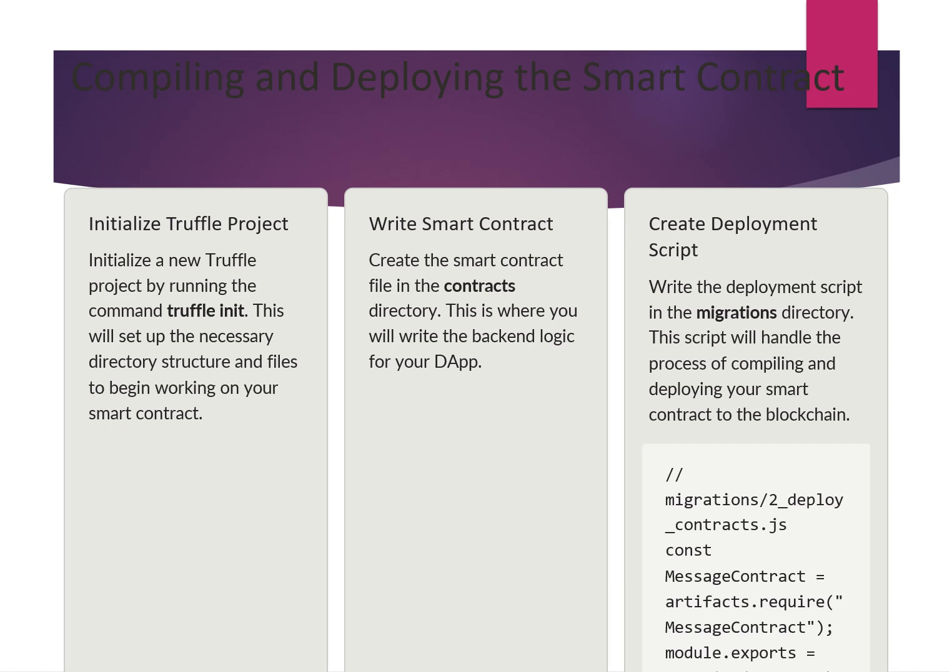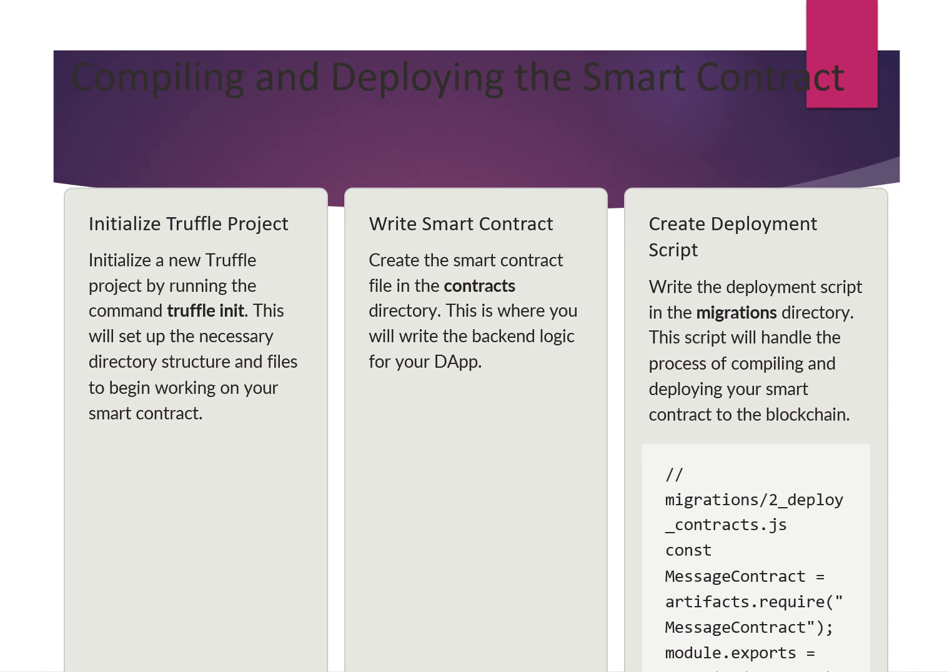Start the Ganache local blockchain instance by running ganache-cli. Compile the contract using truffle compile and deploy it to the local blockchain with truffle migrate --network development. Now here is an example of a deployment script. We'll see it line by line.